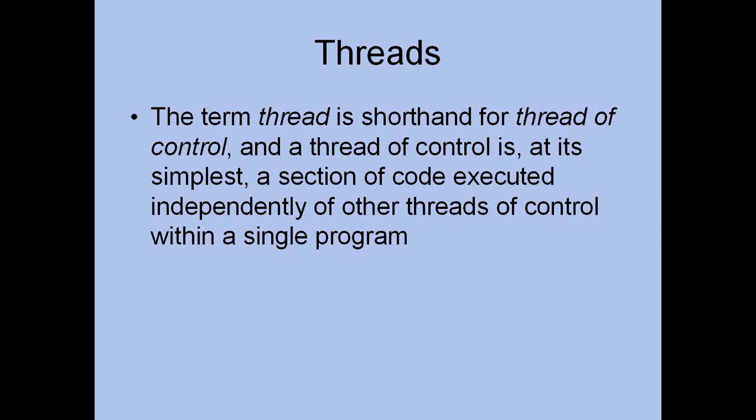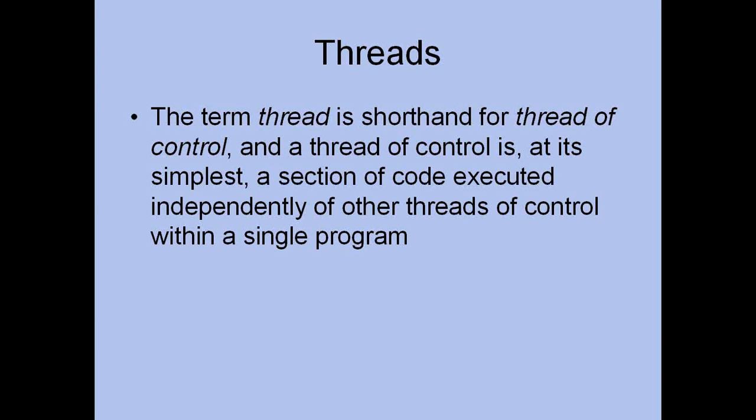The term thread is shorthand notation for thread of control, and a thread of control at its simplest definition is nothing but a section of code executed independently of other threads or other threads of control within a single program. What it means is basically you have a piece of code, and let's say if you have if-else logic, to keep it simple. At one point of time, the if logic can execute, and at other point of time the else logic can execute. So depending on the section of code that is getting executed, that becomes the thread of control.